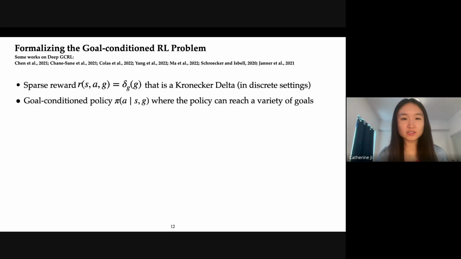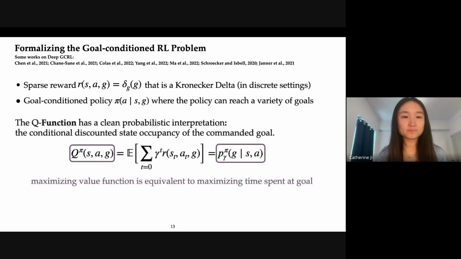So again, there's this sparse reward that in discrete settings is going to look like a Kronecker delta. There's going to be slight modifications when you're moving to the continuous setting, but effectively the essence is just, I'm rewarding my agent only for being within some type of goal state. In addition, we are going to consider goal condition policies. So now it's not just conditioned on some S to maximize reward, it's also conditioned on a goal. And this is important if we want our policy to be able to reach a variety of goals.